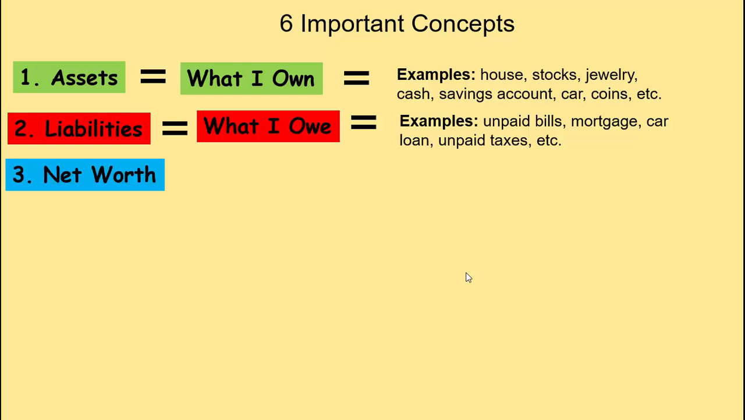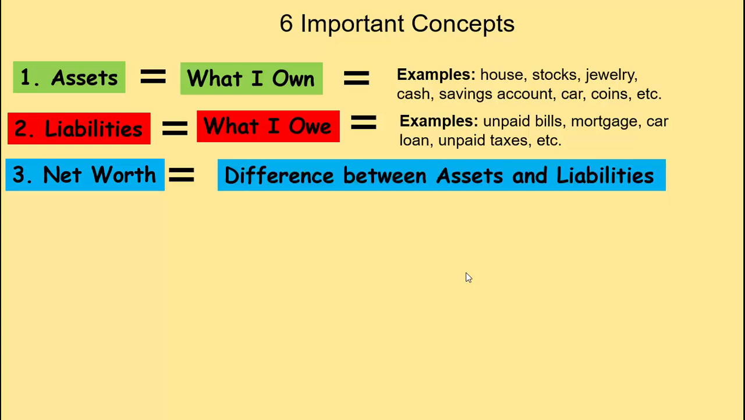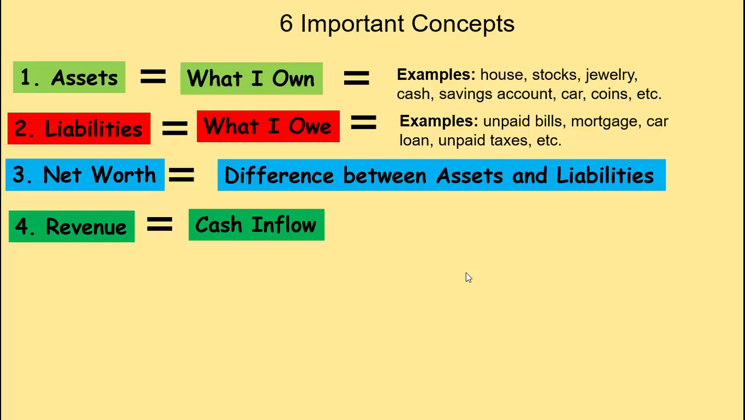Third idea is net worth. Net worth is basically the difference between assets and liabilities, the first one minus the second one. Then we have revenues. Revenues are cash inflows, and they basically are dollars coming in, and they're usually from working, or in a business situation they would be from selling a product or a service.